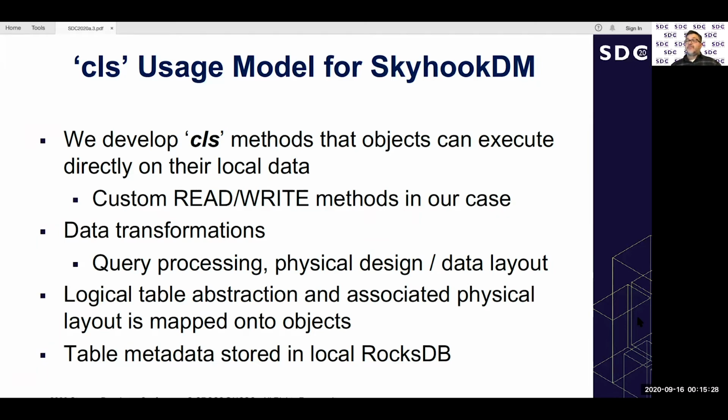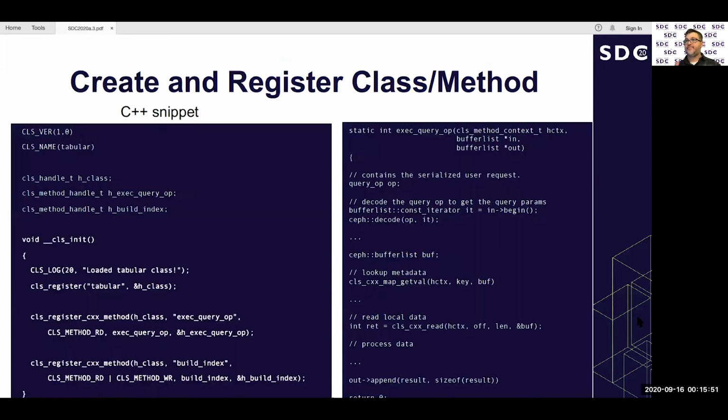We provide a logical table abstraction, and then the associated physical layout of that table abstraction is mapped onto an individual object, or each of the objects. And then, as mentioned, we're going to store the table metadata in the local RocksDB instance, and this allows us to query that metadata at runtime. And this is together how we exploit the capabilities that are available in CLS.